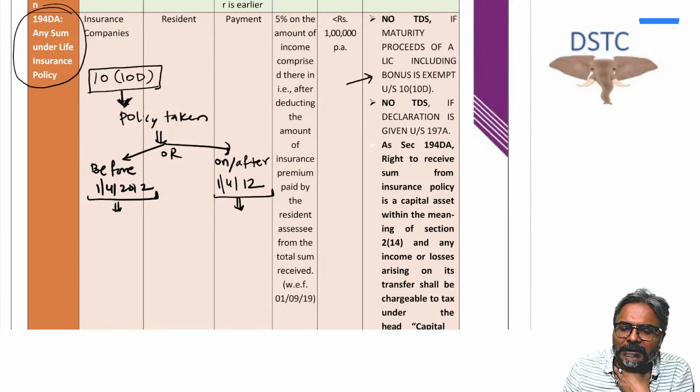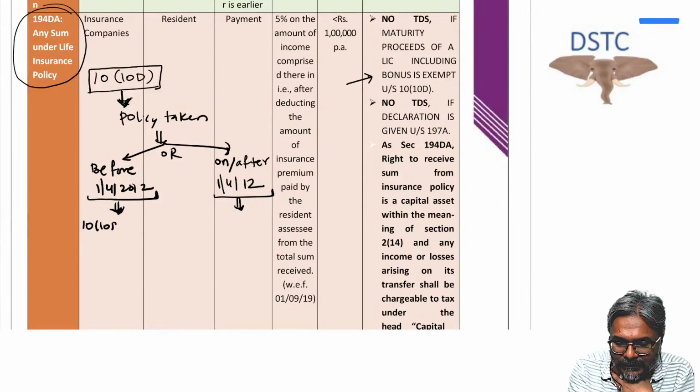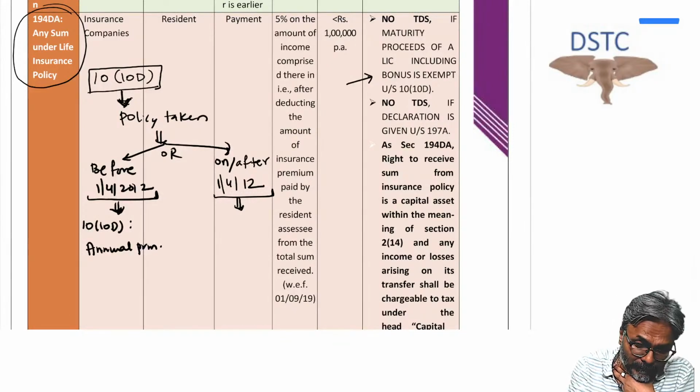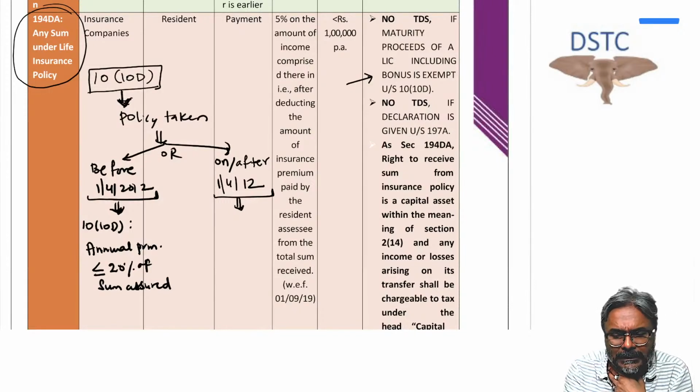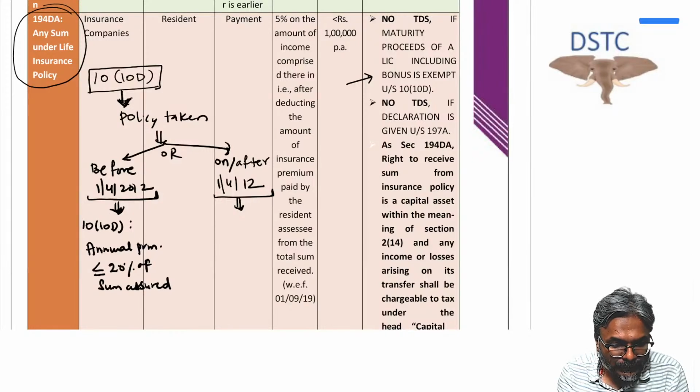What did I tell you, students? If the policy has been taken before 1st April 2012, then be careful. The exemption of 10(10D) would be applicable if the annual premium is less than or equal to 20% of the sum assured. So the policy has a sum assured, no? The annual premium is up to 20% of the sum assured. That is the point, students.